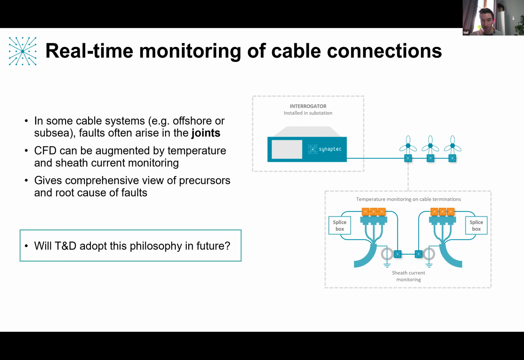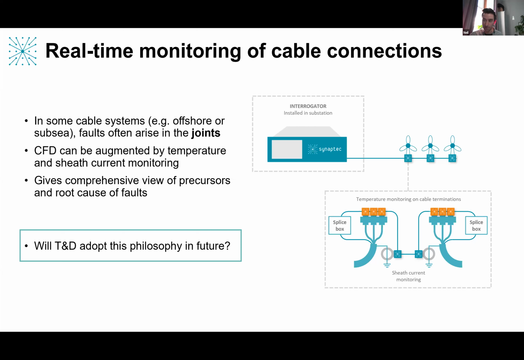So for instance, at cable terminations, these are known to be a point of failure in the offshore sector in particular, and things like offshore wind farms. And we found there's a lot of value in not only instrumenting the primary conductor to get information on current differential, but also the sheath current to look at earth faults in that location, and then enhancing that with direct measurement of the temperature of the termination points. All that allows you to build up a holistic view of how that particular termination is operating, and then allows you to develop things like prognostics and look into precursors of faults.